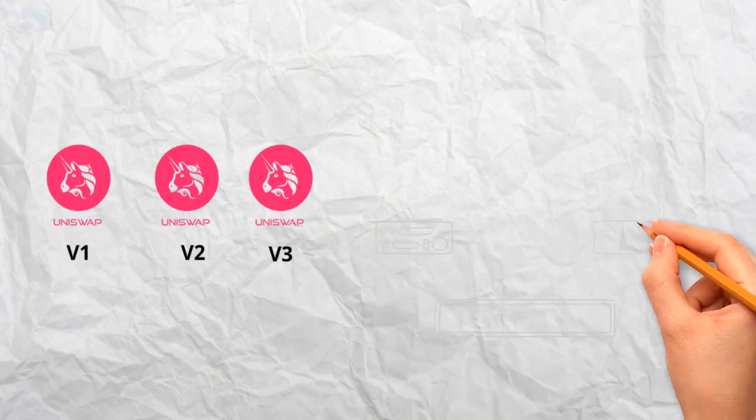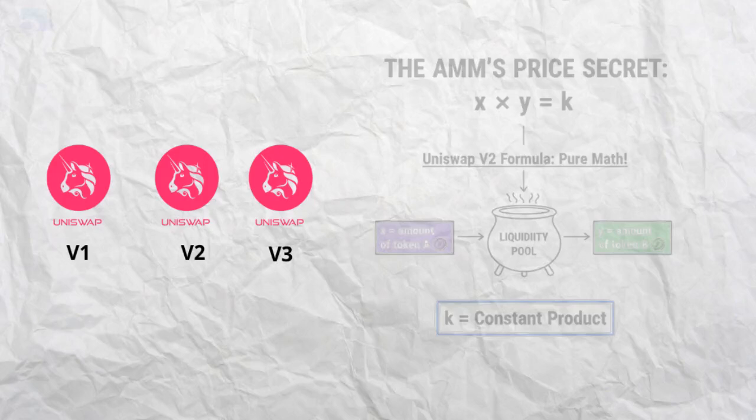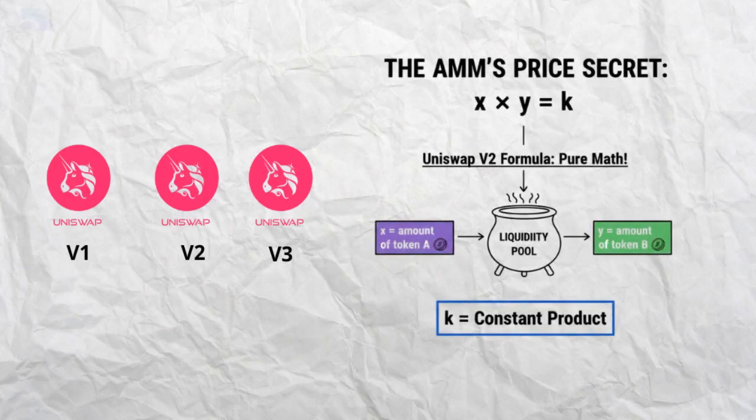Now for the really clever part. How does the pool know what price to charge? The most basic formula, used by Uniswap v2, is beautifully simple. X times Y equals K, where X equals amount of token A in the pool, Y equals amount of token B in the pool, and K equals a constant number.